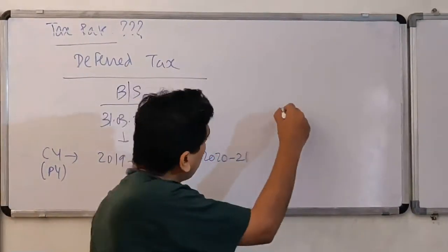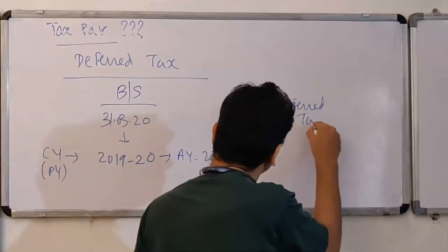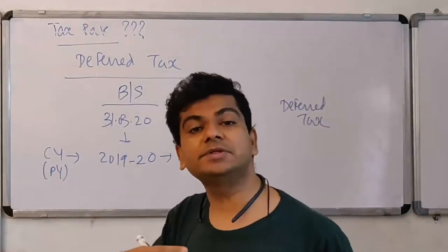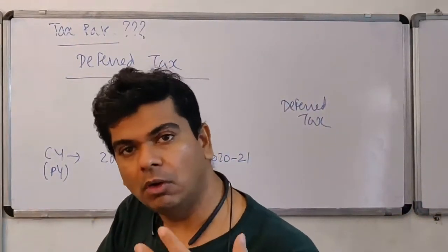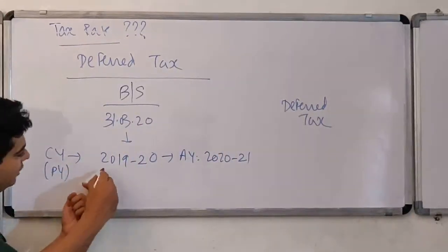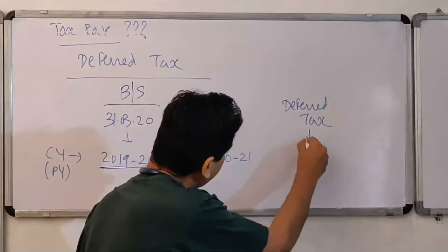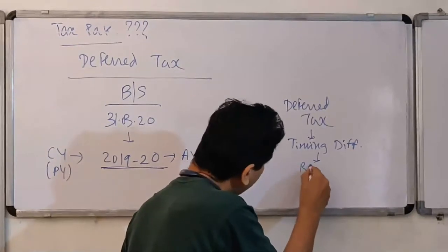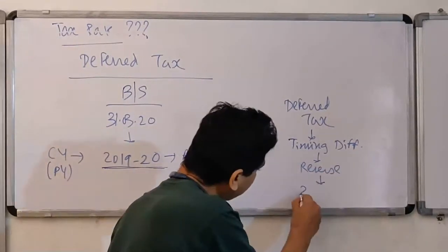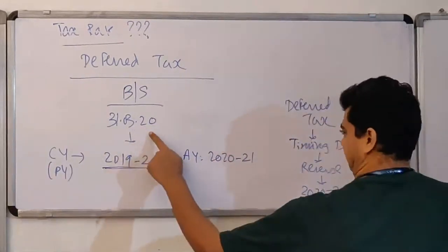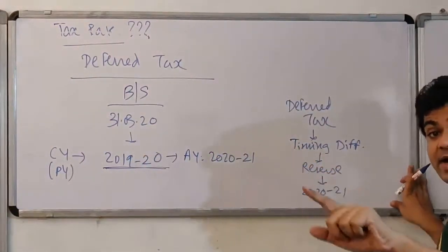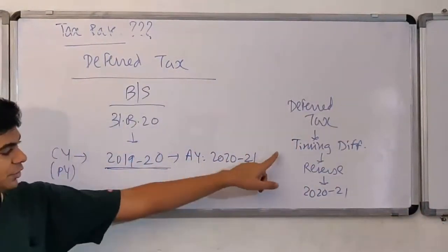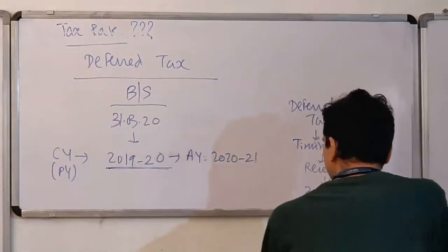Now, I want to know how I will calculate my deferred taxes. Now we know that deferred taxes are because of timing differences. Timing differences will reverse themselves in future. So your year is 2019-20. This deferred tax is based on a timing difference. We are expecting that this timing difference will reverse, and it will reverse in the year 2020-21. On 31st March 20, there is a timing difference. On that, I am recognizing a deferred tax asset or maybe a deferred tax liability, whatever. Now, we know that this timing difference will reverse, and I am expecting it to reverse in 2020-21.